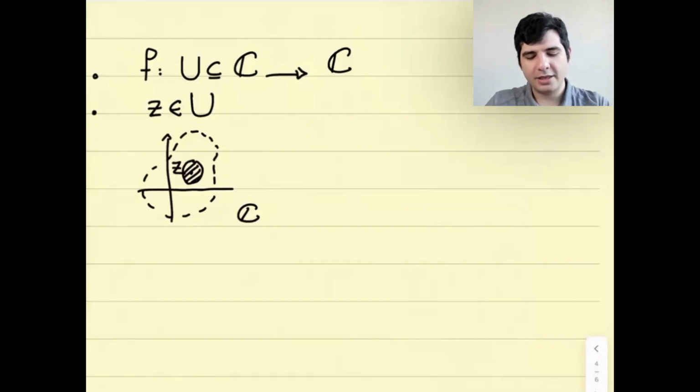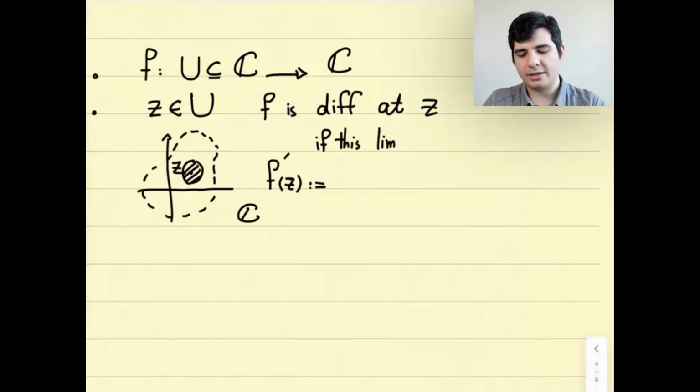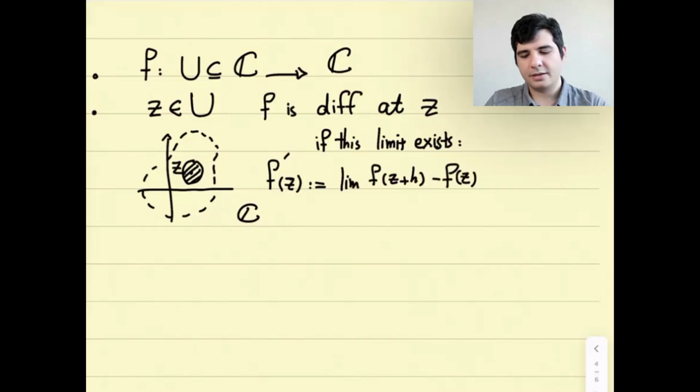It's an interior point. So let's say z is such a point in U, we would say f is differentiable or complex differentiable at z with complex derivative f prime of z defined using the following limit. So we would say f is differentiable at z if this limit exists. So if this limit exists, what is this limit? The limit of (f(z + h) - f(z)) over h when h goes to 0.